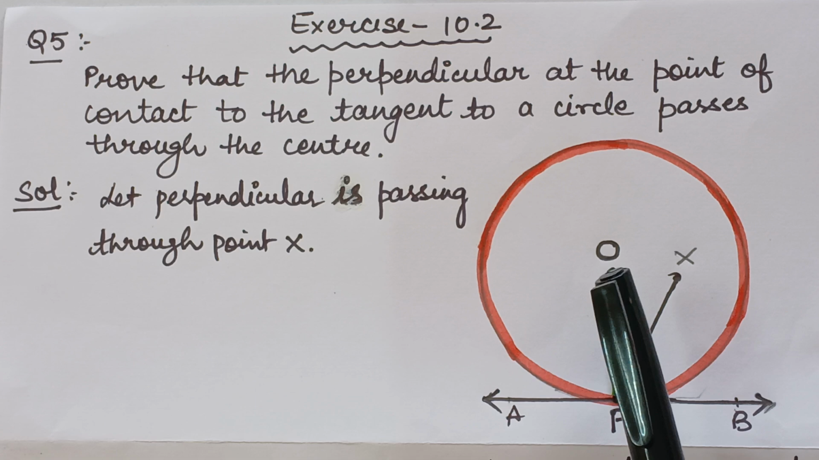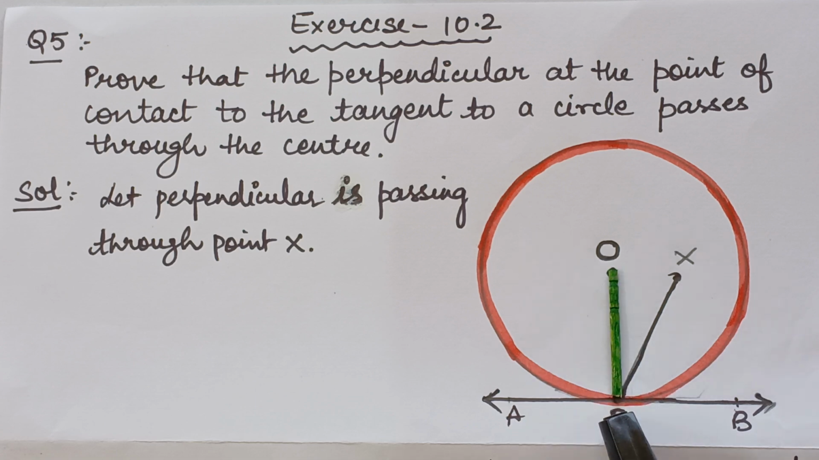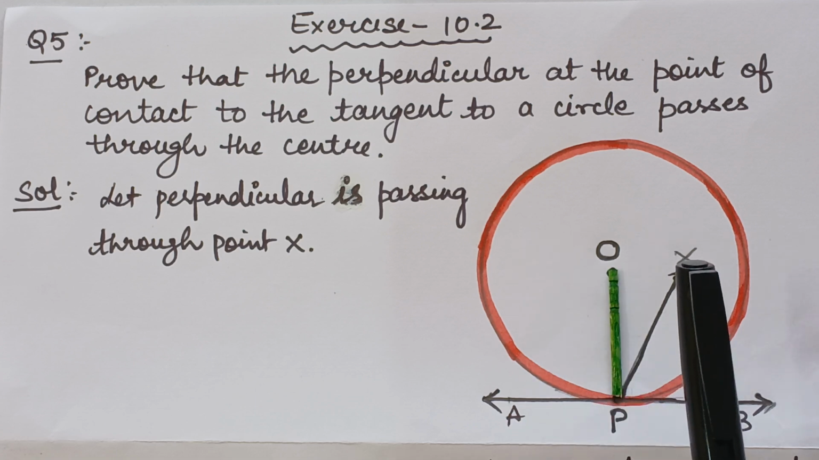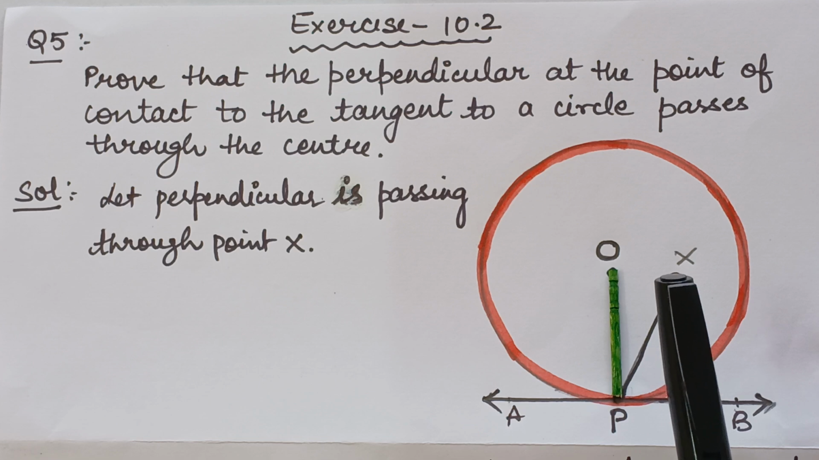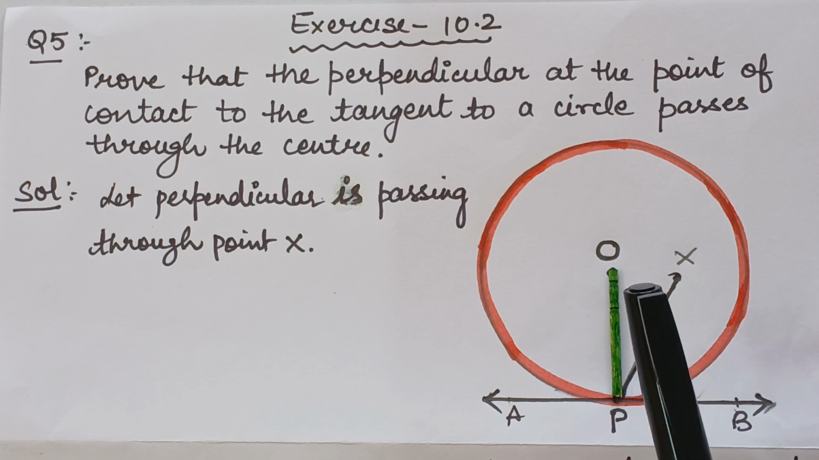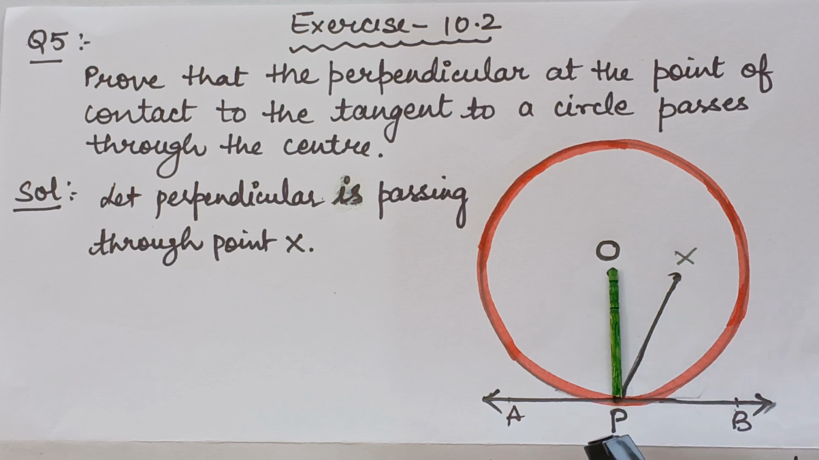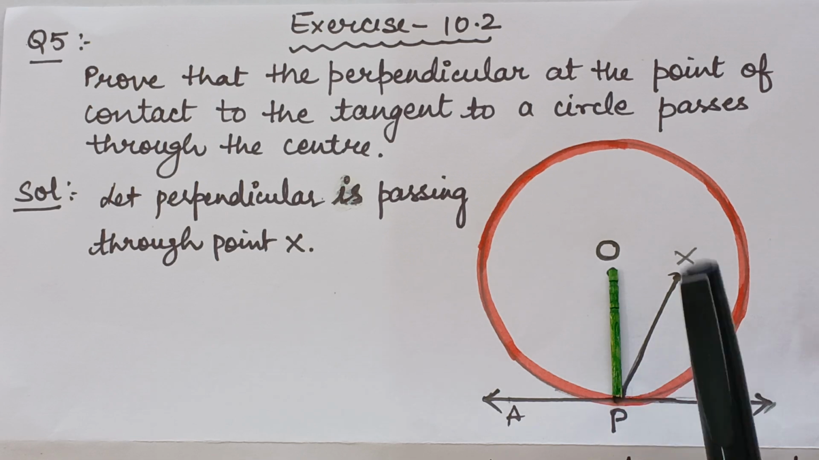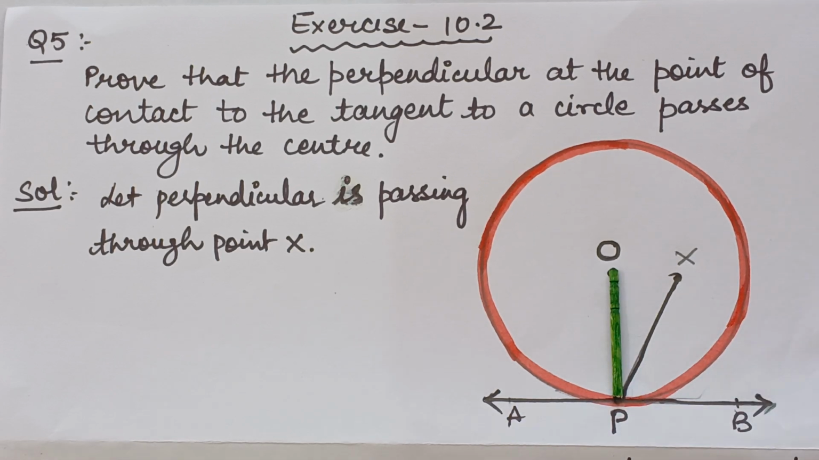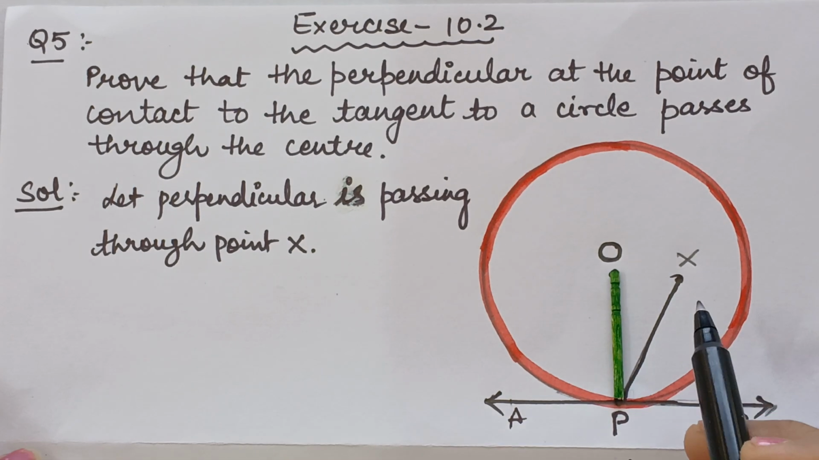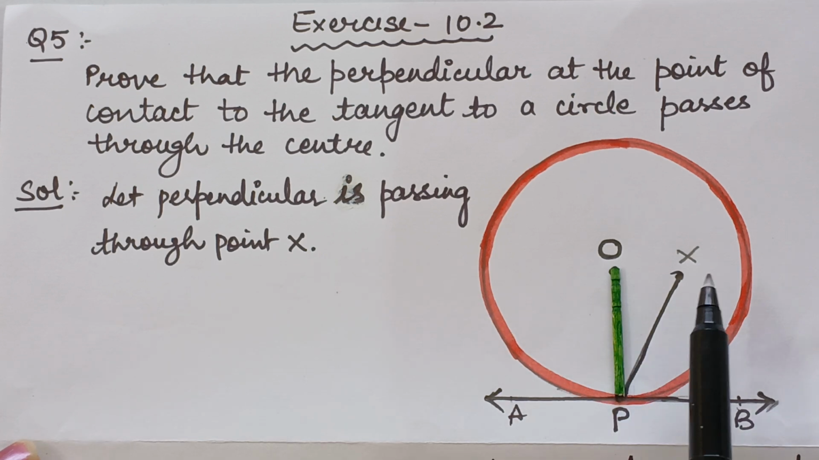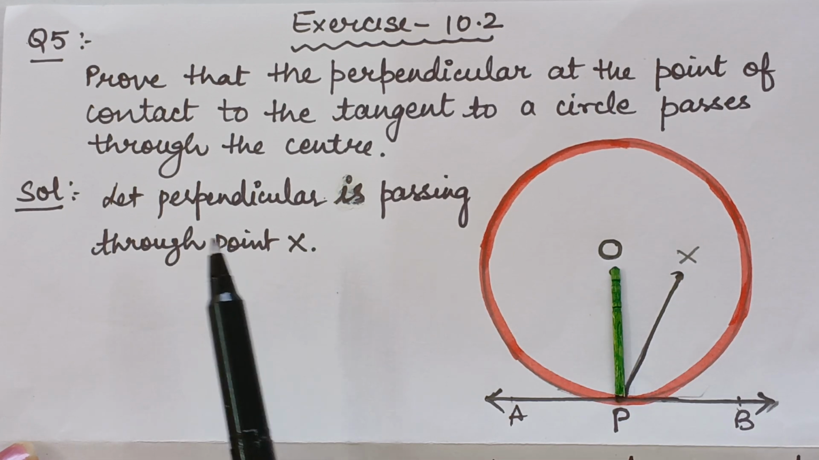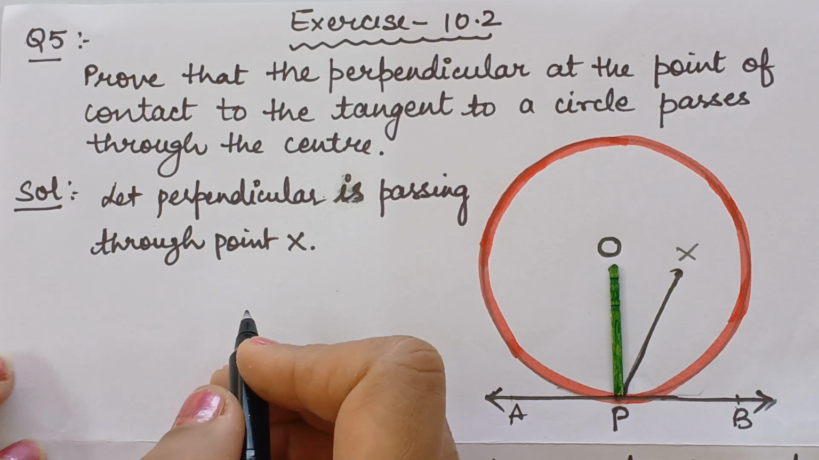Like we know only one way to reach some destination, but we are trying other ways also, but in the end we are going to learn that there is only one way to reach that destination. So here we are trying the other way also. So we are assuming that the perpendicular is passing through the point X. So let the perpendicular be passing through the point X.